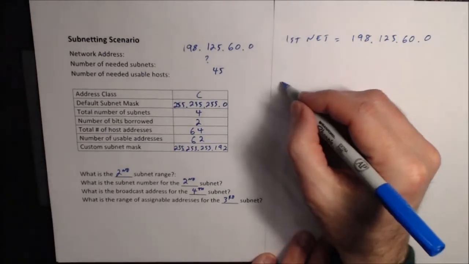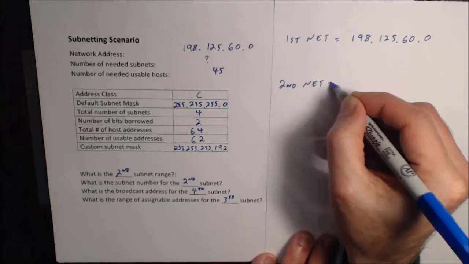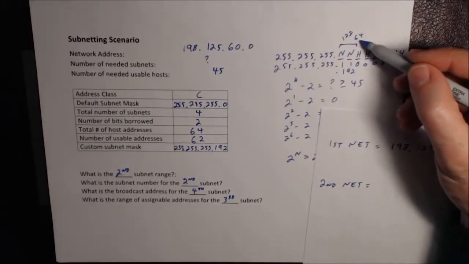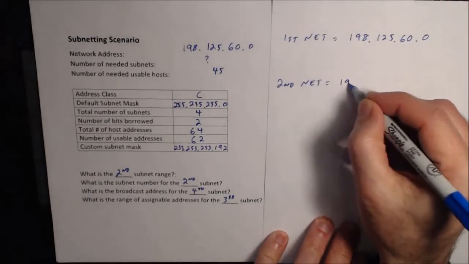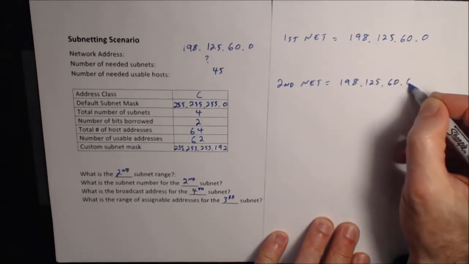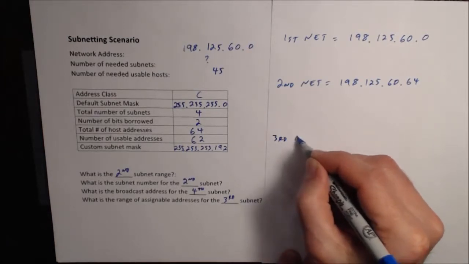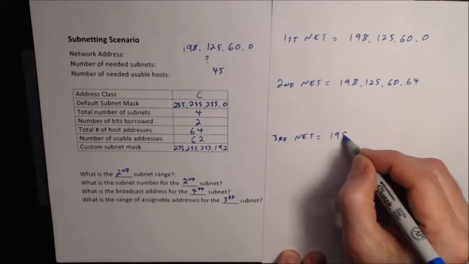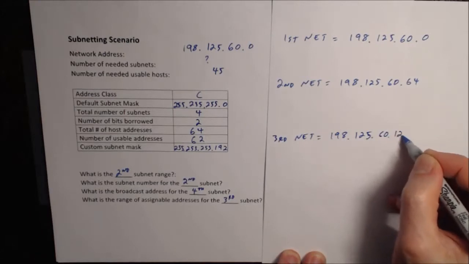And so let's see, what's our second network going to be? Well, we know that our second network is going to be 64 places away from the first one, because the value of that last network bit is 64. So we know that it's going to be 198.125.60.64. And then our third network will be 64 plus that, so it's 198.125.60.128.